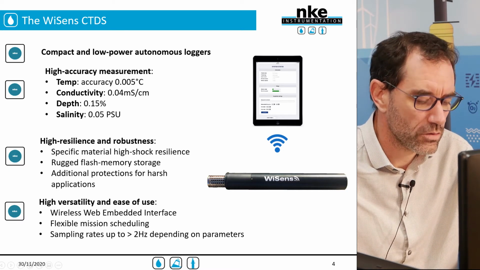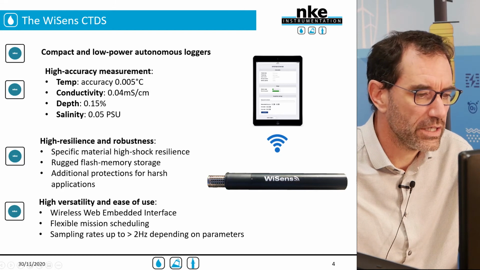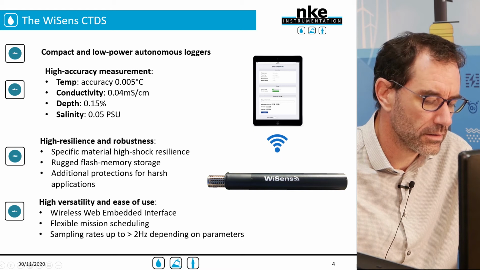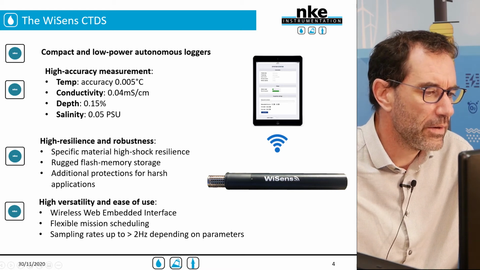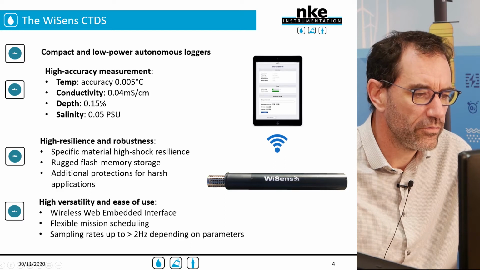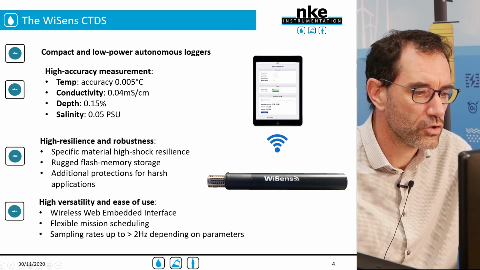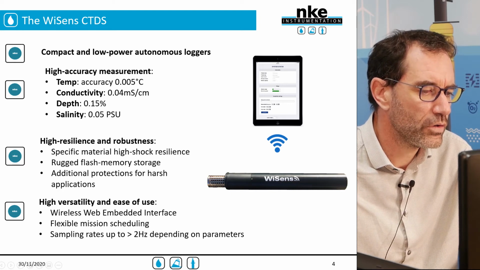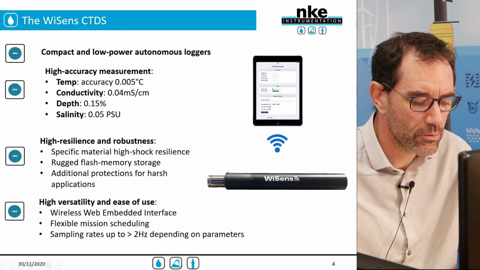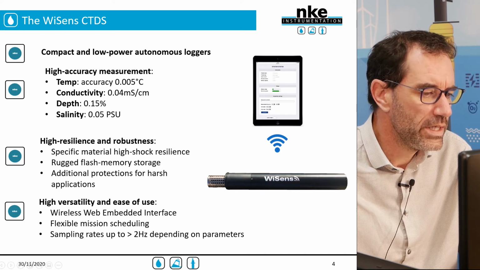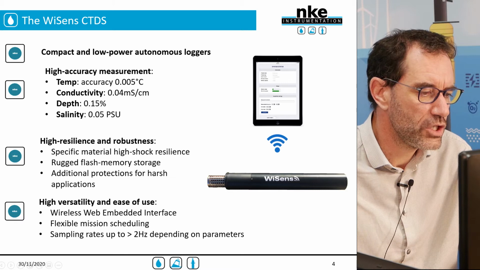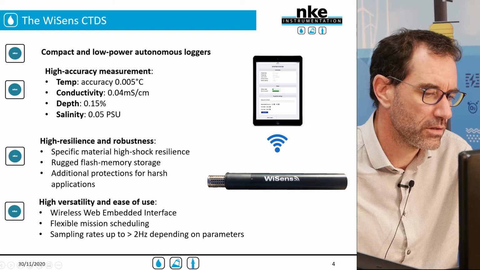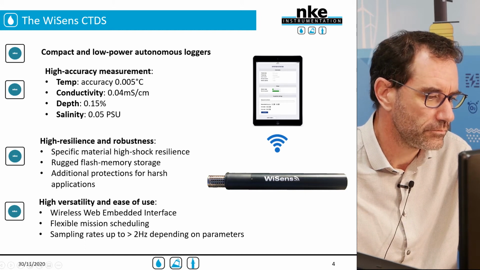This datalogger is used to do in situ measurement in very harsh sites and conditions. It is made of a specific material to resist shock. And we also have a large flash memory inside. We can provide additional protection in case of a very difficult application like the fishing application.